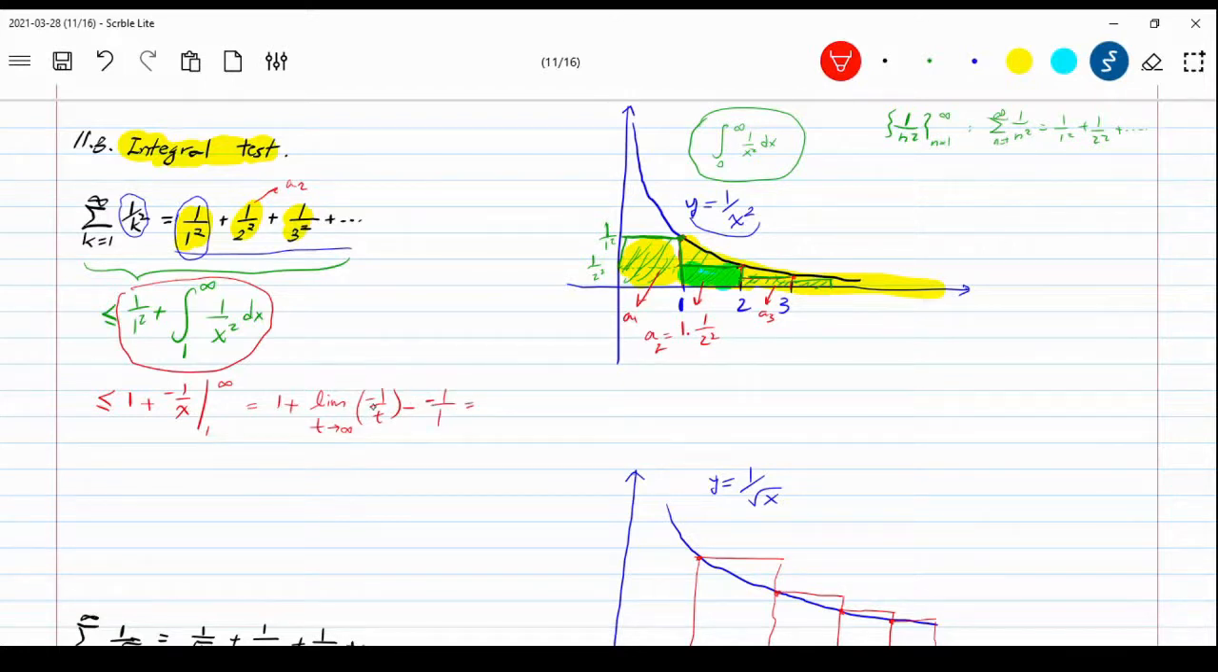So basically, this is 0, and what you have is 2. So I can say this summation is definitely less than or equal to 2. What that tells us is that the sum of all these areas must be less than 2. Therefore, the series of 1 over k squared, k from 1 to infinity, is less than or equal to 2, which means that series must be convergent. If you add up all those numbers, it's going to be convergent.